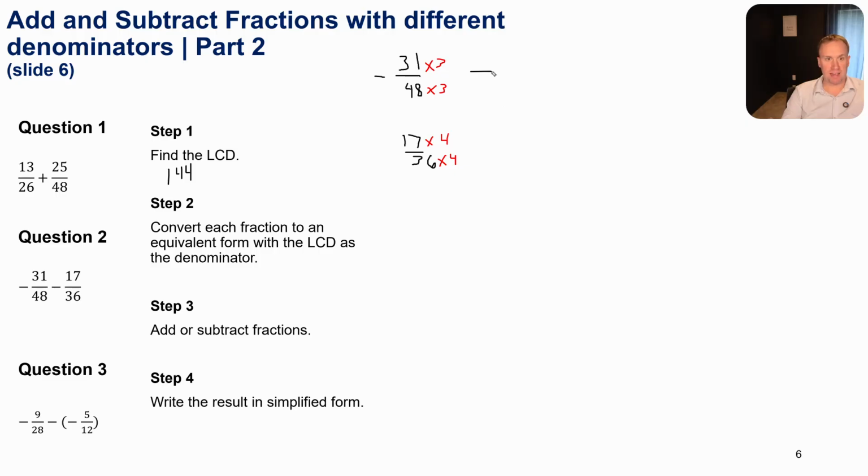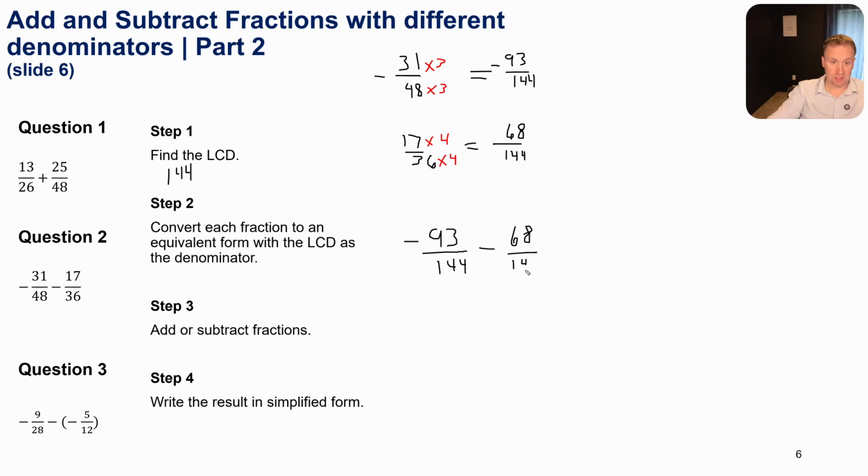So then rewriting it in its equivalent form, 31 times 3 is 93. And 48 times 3 is 144. 17 over 36 then changes to 17 times 4 is going to be 68. And 36 times 4 is equal to 144. Okay, so now rewriting this very carefully, we have a negative 93 over 144 minus a 68 over 144.